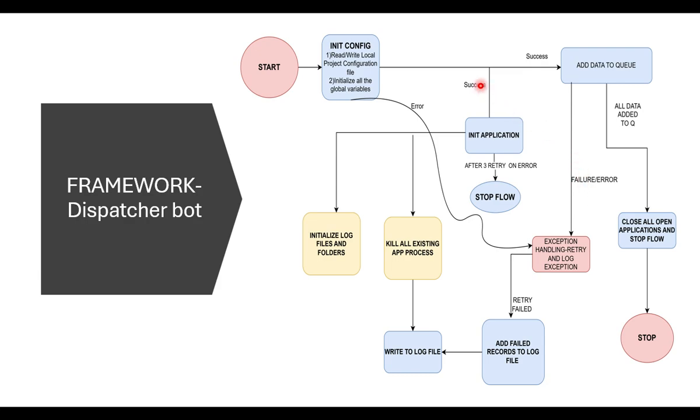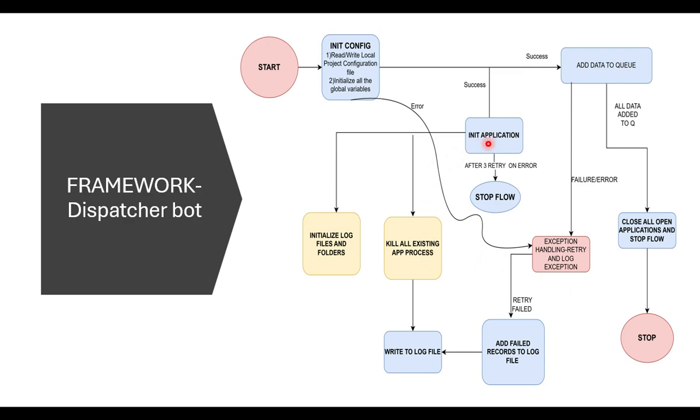Once all the data is loaded to the queue, the bot will close all applications and stop the flow. But in case of any error, an exception handling flow will take over and try to retry at the block level or at the action level as well. Power Automate Desktop has that feature. It will retry 3 times, and if it succeeds, then it will load the data. If even after 3 attempts it is not succeeding, it will discard that value.